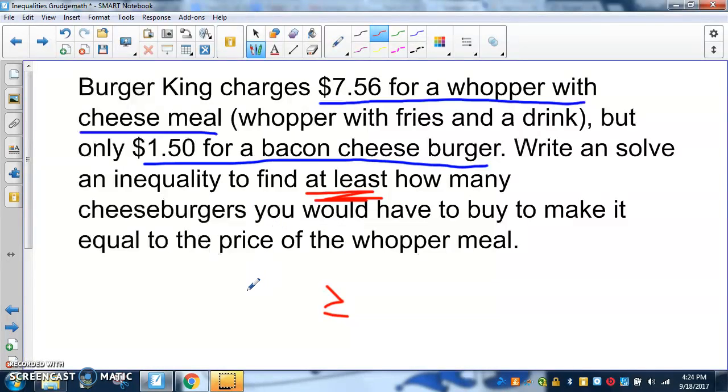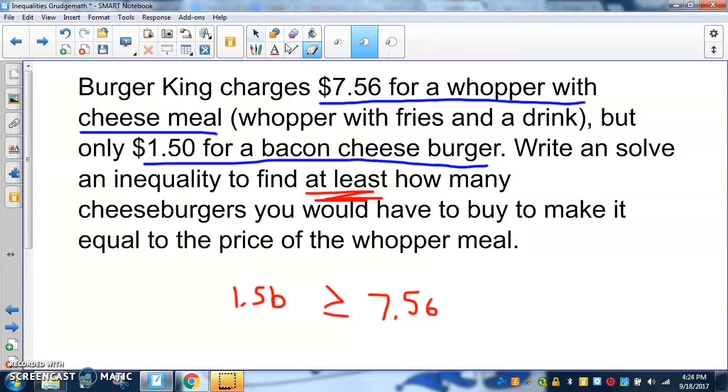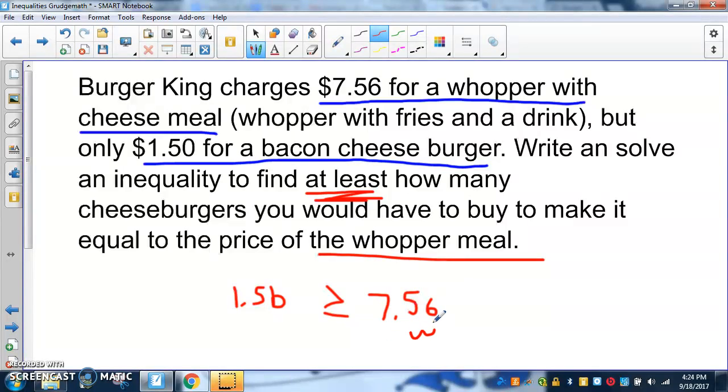Well, then I have an expression for cheeseburgers on one side, 1.5B, times the number of cheeseburgers, and I have an expression for the cost of a Whopper on the other side, $6.56. I could make it W if I added a certain number of Whoppers. In this case, the problem just says the Whopper, meaning just one Whopper meal. And all of that is to say, the expression for the Whopper is on one side, and cheeseburgers on the other.